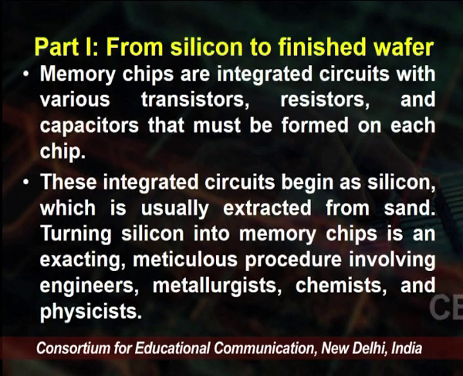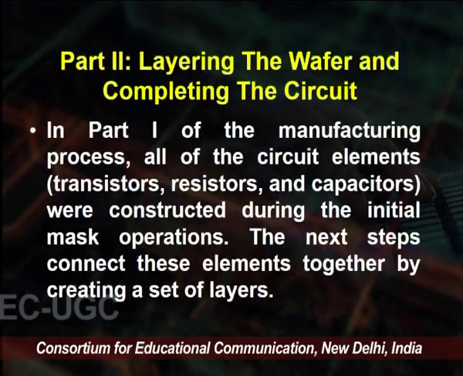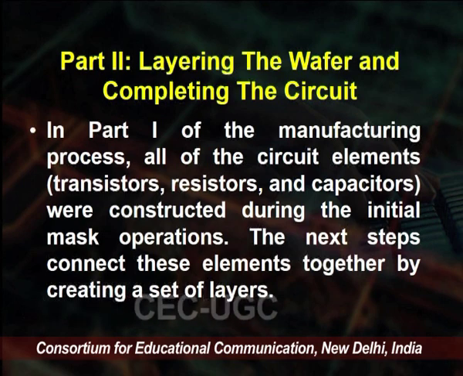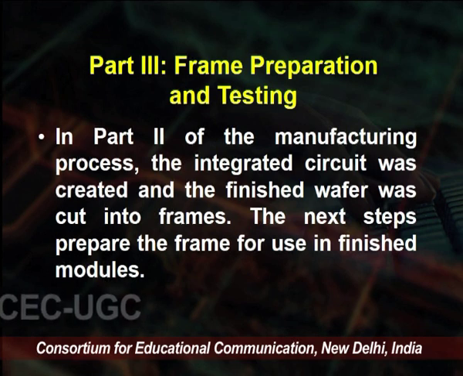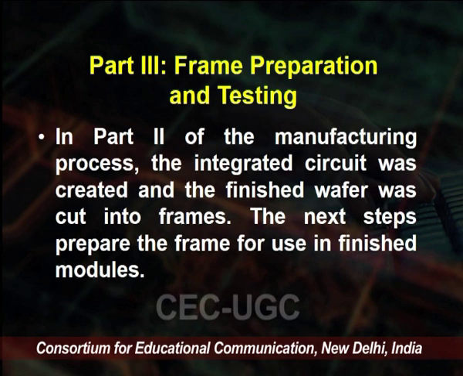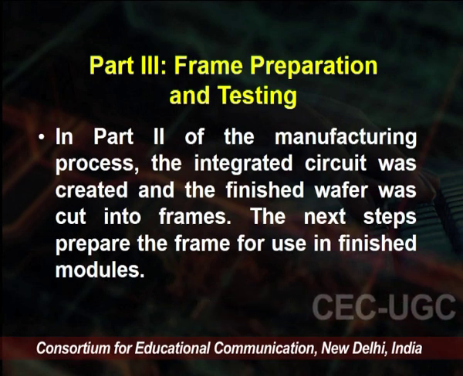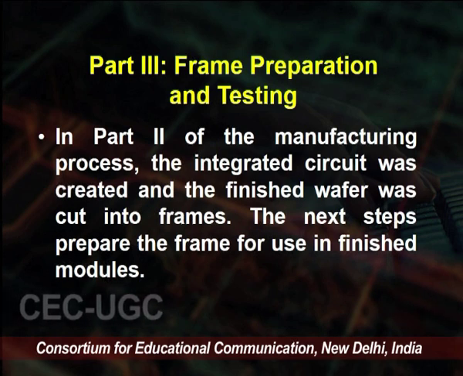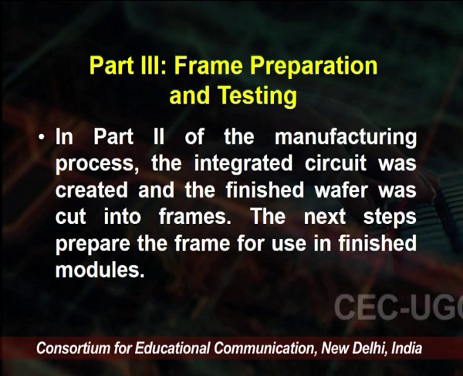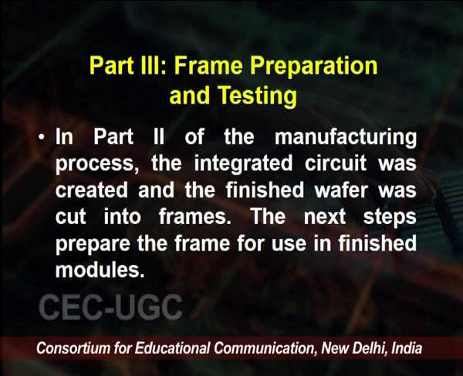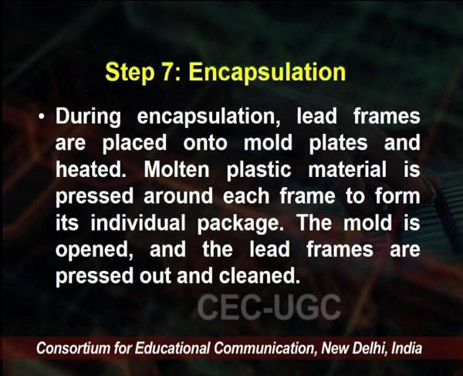Now, we went first from silicon to the wafer, then from wafer to the integrated circuit. The third part is the frame preparation and testing. Now, the chip is prepared with the different types of components and attached with the various golden wires. Another part is the frame preparation and testing, and how we encapsulate this frame. We prepare a frame for use in the finished module. For this, we use the next step, which is encapsulation.